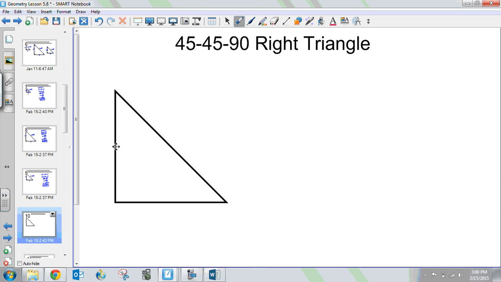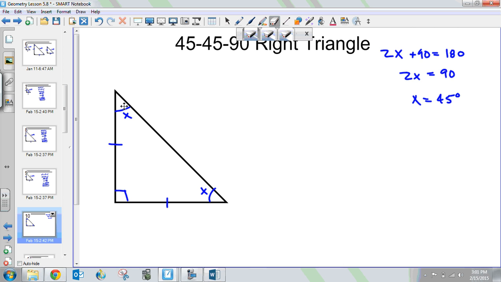I'm going to label these two segments as congruent. This is a right angle. These two angles are congruent. Now, because this is 90 degrees, if I label both of these x and x, then 2x plus 90 is equal to 180. So 2x is equal to 90, and x is 45. So each of these angles is 45 degrees. I'm going to label those as 45 degrees.